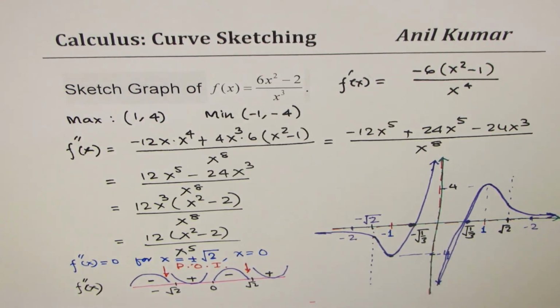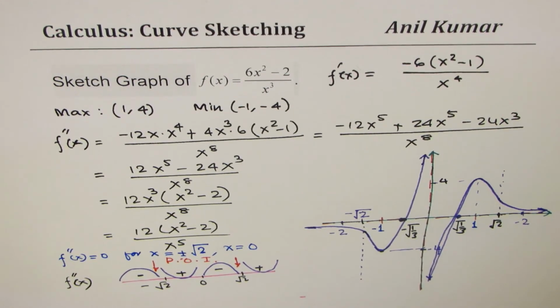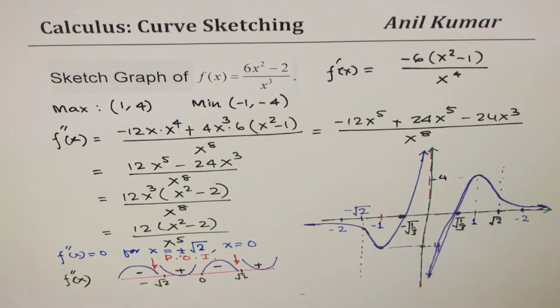So I hope with this you can see clearly how we can analyze and then sketch the curve for the given rational function. I'd like you to go through this in detail and understand how to do curve sketching for a rational function.